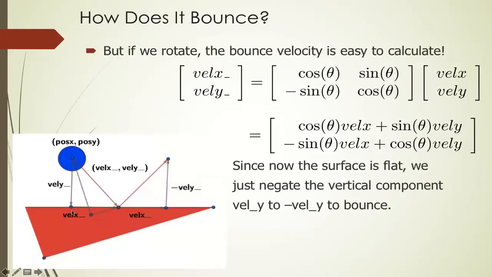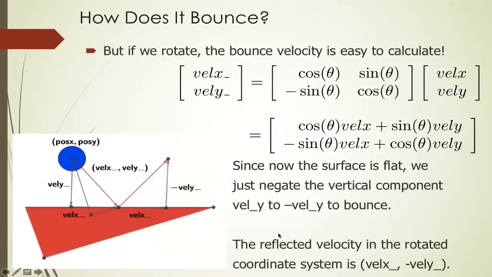To bounce, we keep the same velocity x and we simply negate the velocity y. So this is a very easy way to bounce because the system is now horizontal. So the reflective velocity in this new rotated system is vel x underscore and negative vel y underscore. So this is a very simple bounce. We're just negating the vertical component.